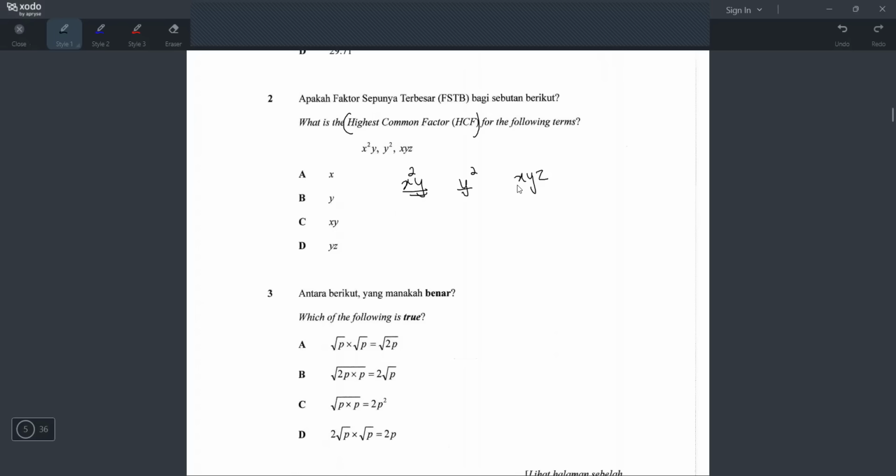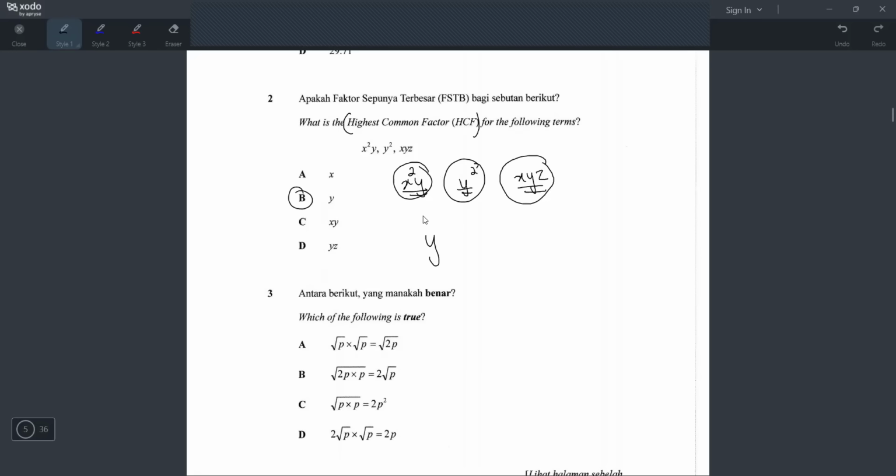You have to think about what is the common thing that I can divide. Right? These three things can divide by what? That's what I have to do. And we have to take the highest common factor that all these three can take up, right? So as we can see here, x square y, we can actually take out the y, right? Because all these three expressions, they all have y. Can you see? So the answer is B.